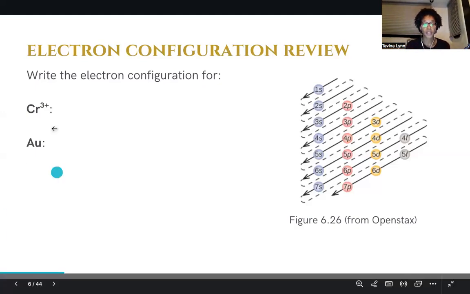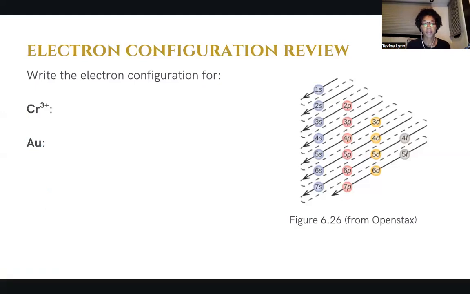For gold here, it's in its neutral state, so you're just going to look at the atomic number, which is the number of electrons, and make sure that they all fill the orbitals. So pause this video and give it a go.